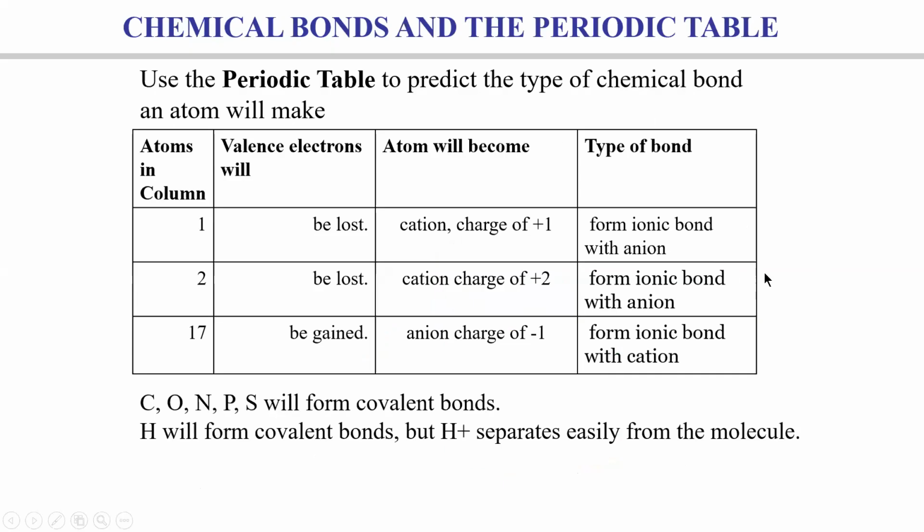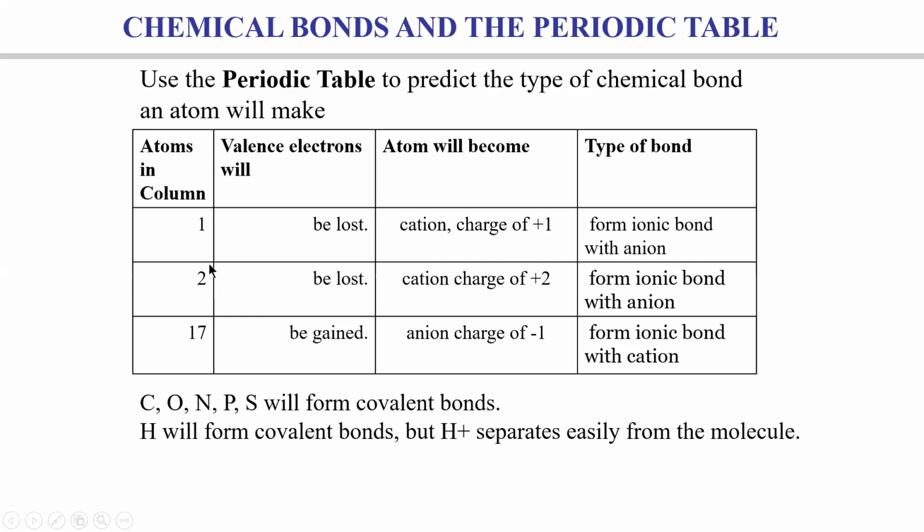Okay, I want you to be able to use the periodic table to predict the type of chemical bond that an atom will make. So all of the atoms in column 1, remember, only have one valence electron in that outer shell. The easiest thing for them to get a full outer shell is just to give away that one electron and drop down to the lower shell. So the atoms in column 1 are all going to give away one electron. And when they give away an electron, they're going to become cations with a charge of +1, because now they have more protons than electrons.